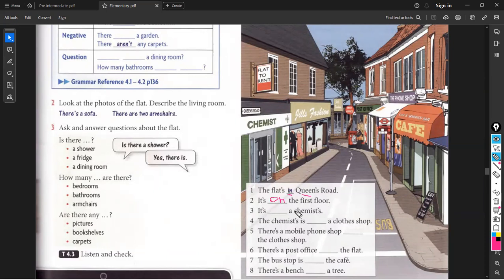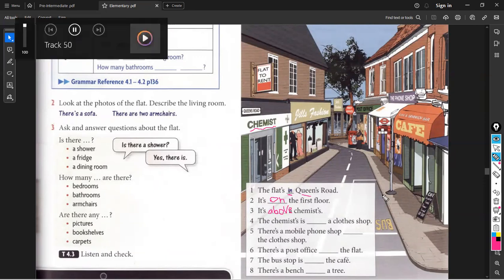Now 3 is saying it's a chemist's. Chemist هو الصيدلي, بس اللي بركب أدوية كيماوية بنقول له chemist. Yeah. It's above. Bravo. It's above a chemist. Amazing. So let's check if we are right or no. 3. It's above a chemist's. Thank you. It's above the chemist's.